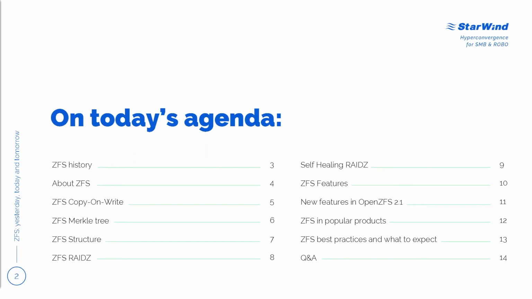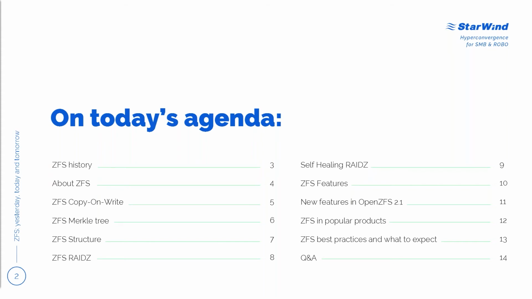First, we're going to start with some brief ZFS history, what it's all about, and its data integrity mechanism. We're also going to take a look at the ZFS structure, discuss the common RAIDZ types, and how self-healing works. We're also going to see the main ZFS features such as snapshots, compression, and deduplication, what was new in OpenZFS 2.1, how it's used in popular and known products, and of course, best practices and what to expect from it in the future. And in the end, we're going to have a short Q&A session where I hope I manage to answer your questions.